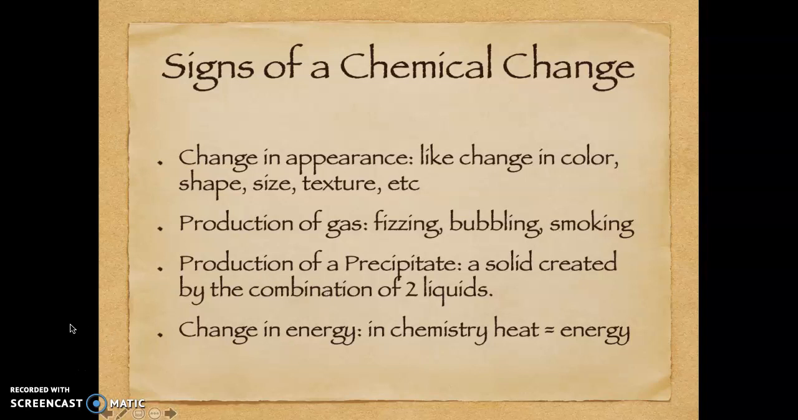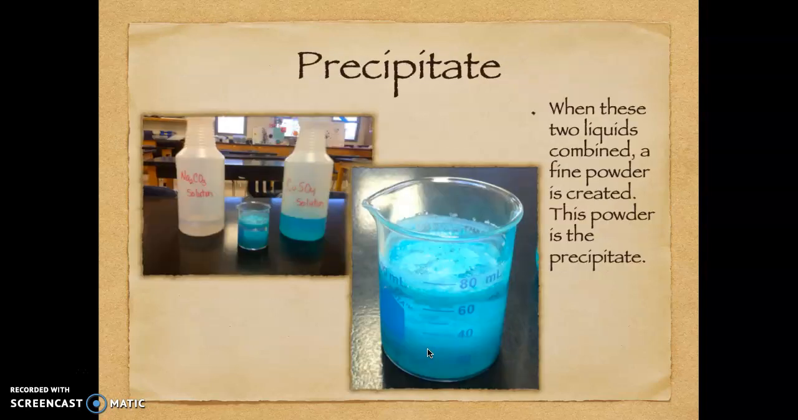And then finally, there has to be a change in energy. Either heat is gained or heat is lost. In chemistry, heat is energy. So when we talk about anything that has to do with temperature, if we increase the temperature, that means we're increasing heat, which also means we're increasing the energy. And if we decrease the temperature, we're decreasing the heat, which means we're decreasing the energy. So those are our main signs that we are going to look for.